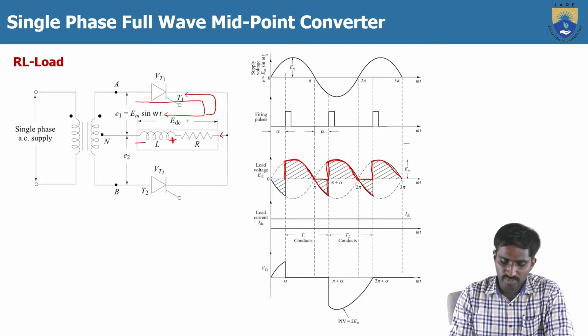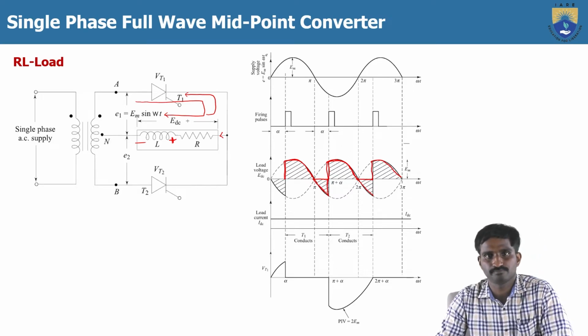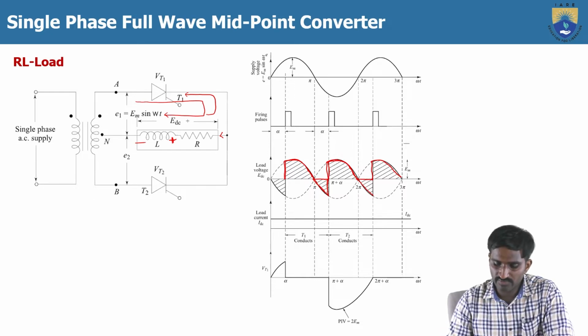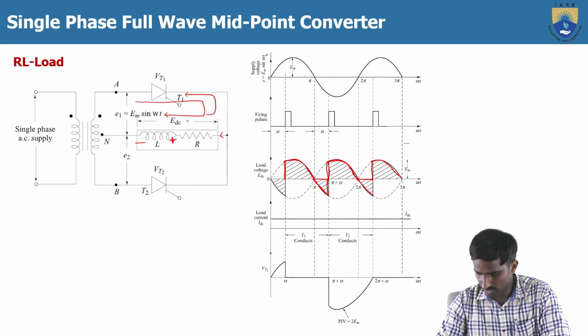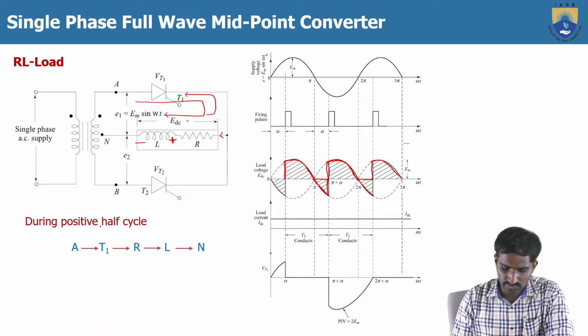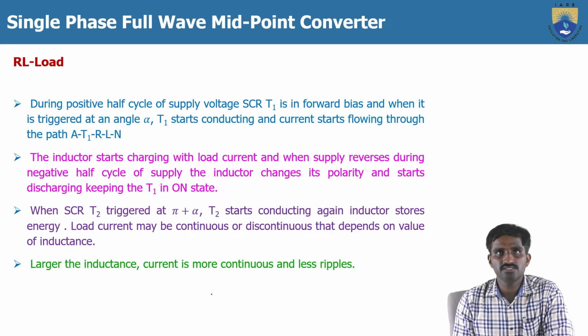Because of the inductor, we are getting some negative voltage in the full converter. And here the load current is considered constant by taking a high inductance value. During the positive half cycle, the load current flows from point A to thyristor T1, through the load R and L, and to N. Similarly, during the negative half cycle, it flows from B to thyristor T2, through R and L, up to N.